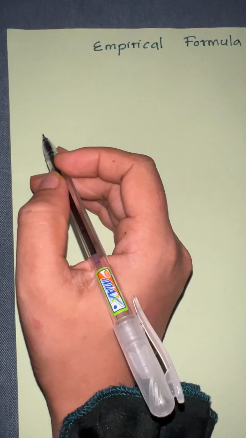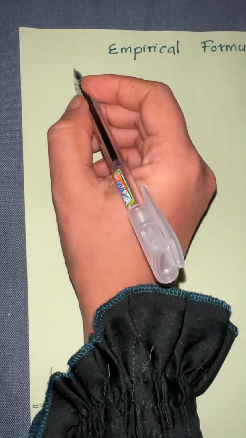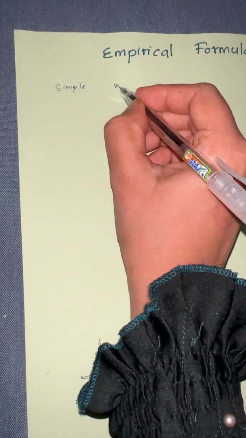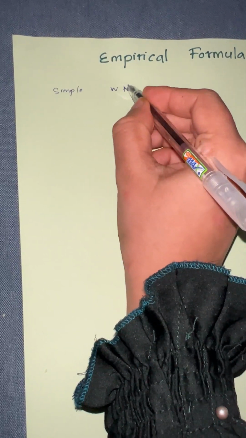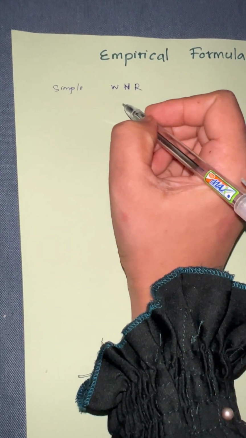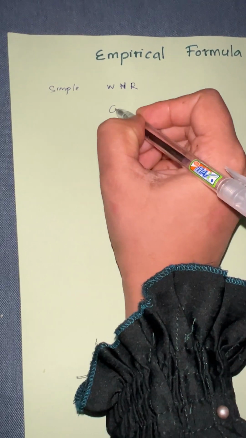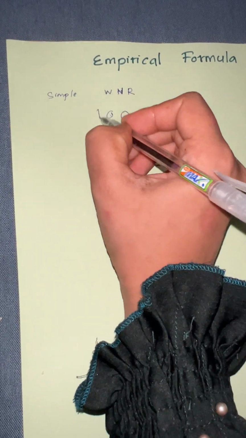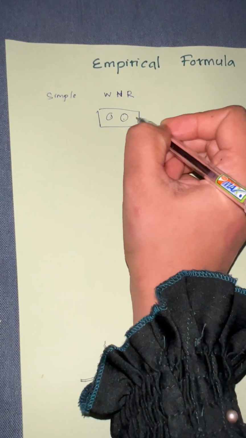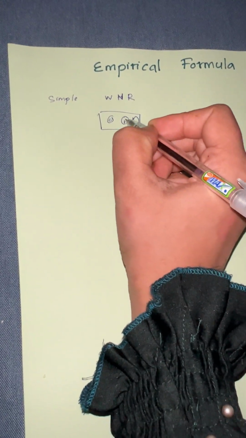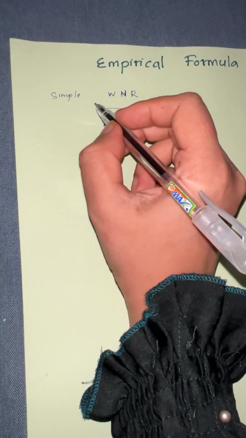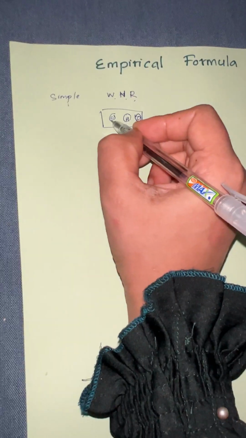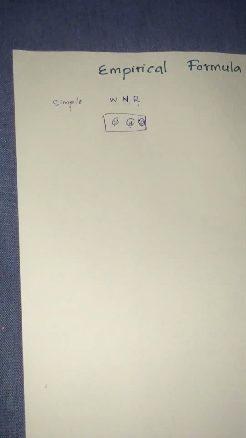What is empirical formula? That is the simplest whole number ratio of atoms of each element in a compound, right? Example: CHO. So this is the simplest whole number ratio of atoms of elements in a compound.